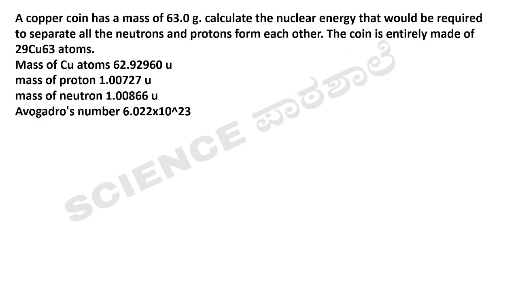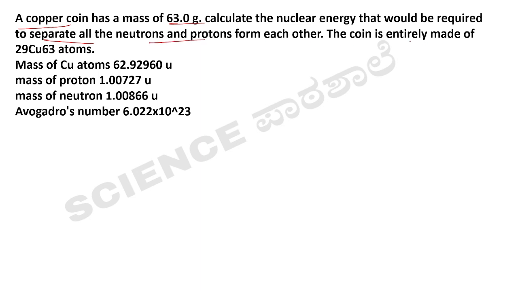See, this is a very important thing. It was asked in this exam in 2017, I think. So, what is this formula numerical? Read out the question first. A copper coin has a mass of 63 grams. Calculate the nuclear energy that would be required to separate all the neutrons and protons from each other, which means we have to calculate the binding energy.